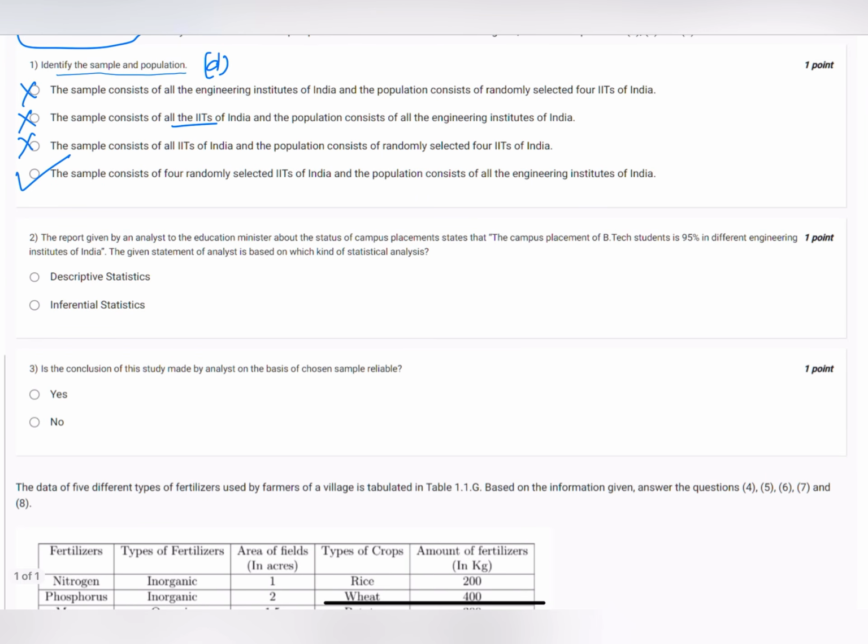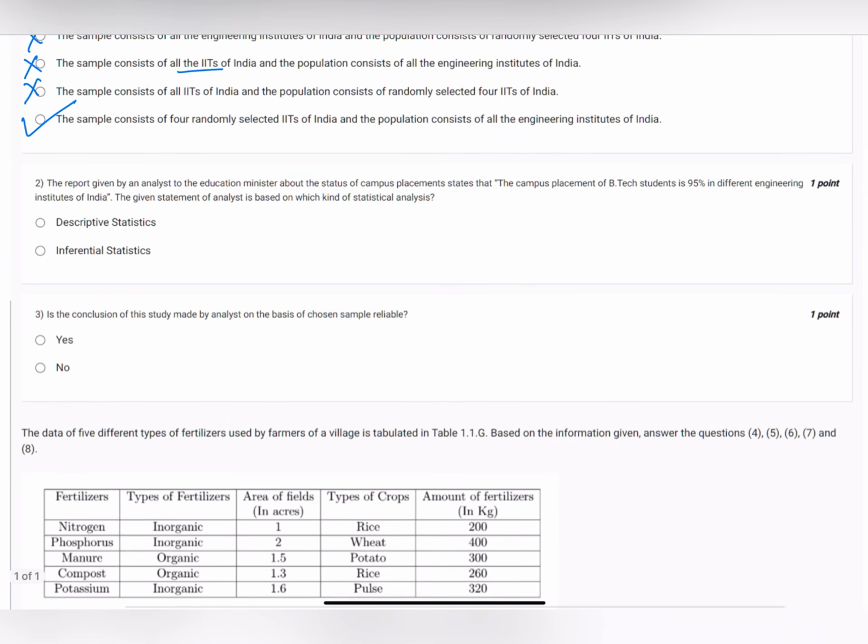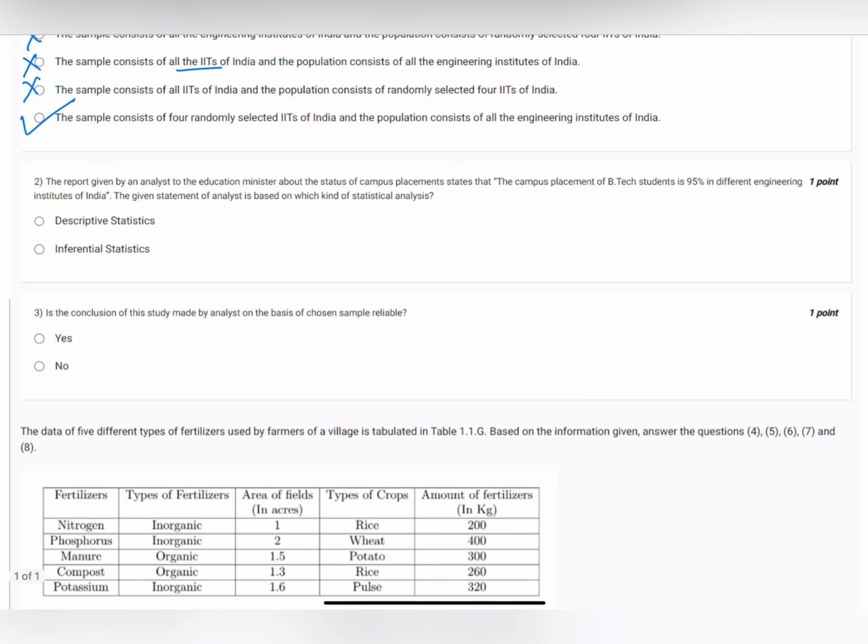Second question is a report given by an analyst to the education minister about the status of campus placement states that the campus placement of BTech students is 95% in different engineering institutes of India. The given statement of analyst is based on which kind of statistical analysis? So clearly when we are analyzing our results based on the sample that we have collected, the sample that we have taken into consideration, it will be inferential statistics.